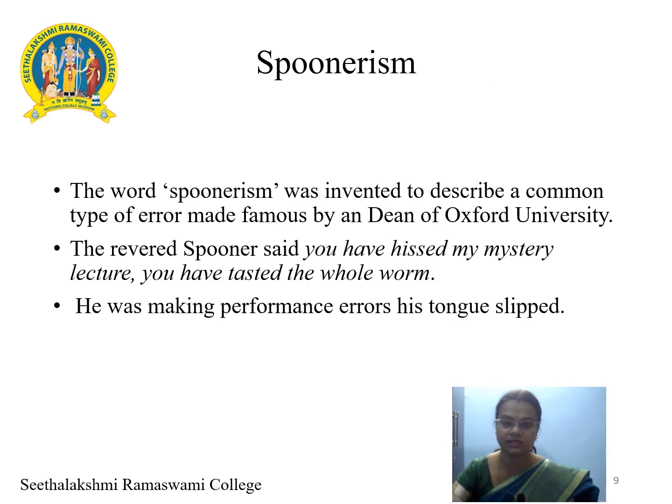The word spoonerism was invented to describe a common type of error made famous by an eminent dean of Oxford University. When the revered Spooner said, "You have hissed my mystery lecture, you have tasted the whole worm," he was making performance errors when his tongue slipped.